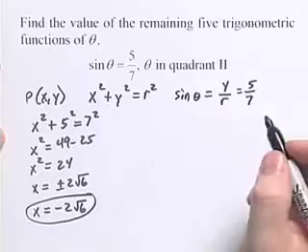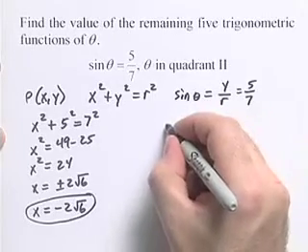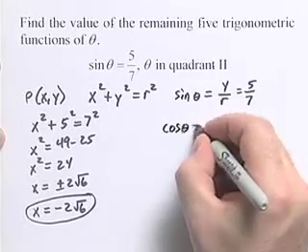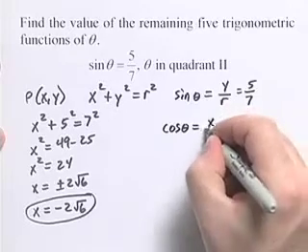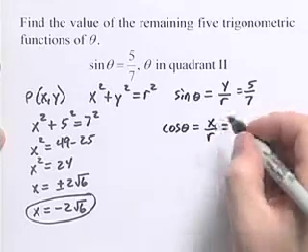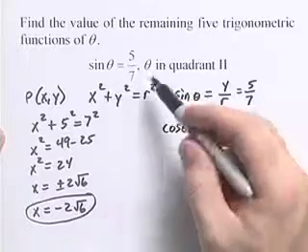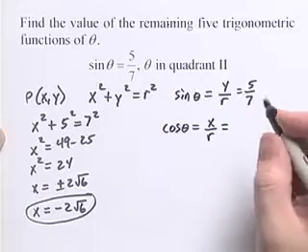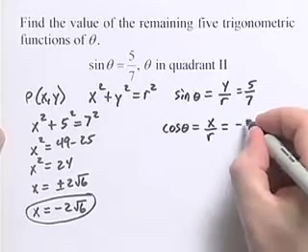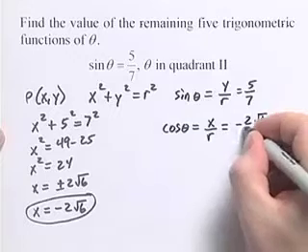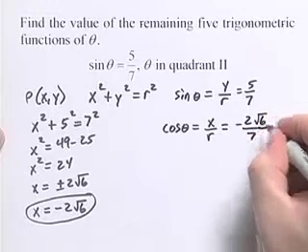To find the remaining trig functions, we want to find cosine theta. Cosine theta is equal to x over r. And if we plug in our values for x and we plug in our value for r, we'll get that cosine theta is negative 2 root 6 divided by 7.